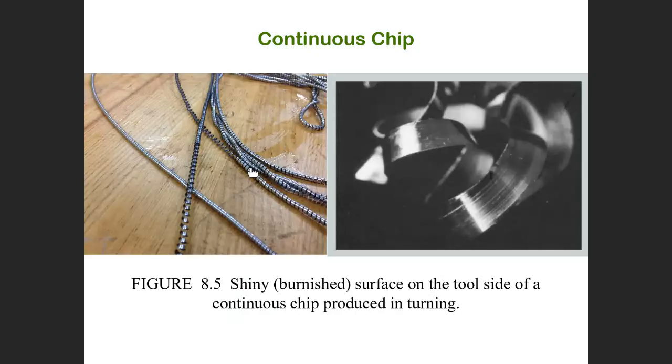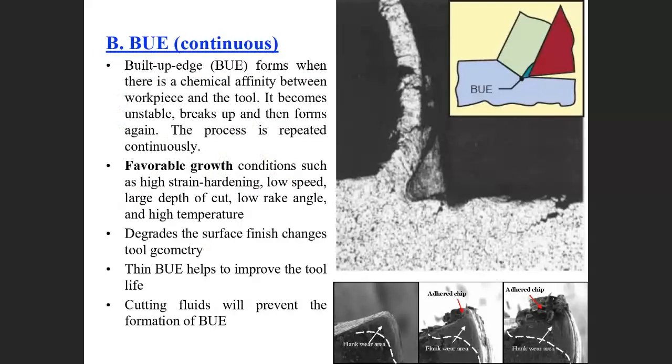This is a continuous chip, and this is a photo of a continuous chip coming off. Can you see that this is a very long continuous chip coming from the cutting, a different type of continuous chip coming from cutting, right?